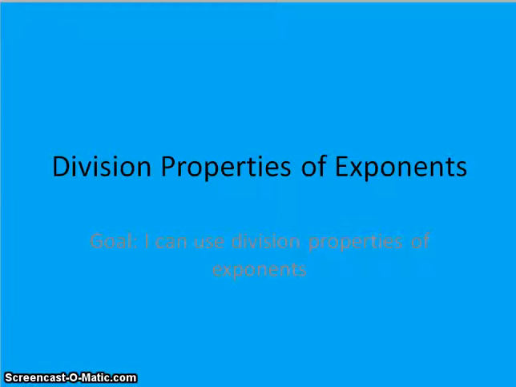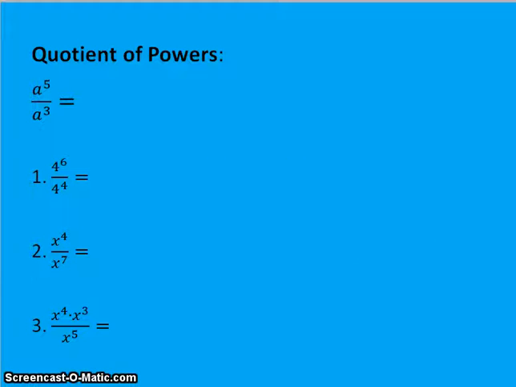We are going to look at some more exponents, and we're going to do some division properties today. So we have the quotient of powers, and again, similar to before, the name is not so important, but you have to know how to use the property.